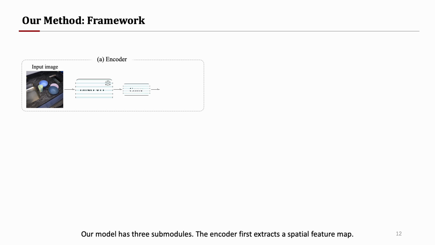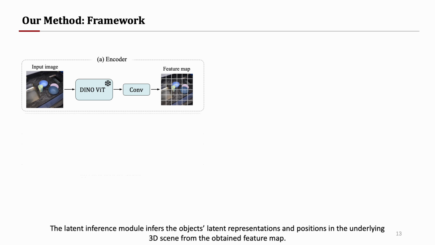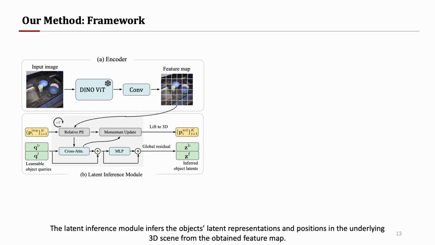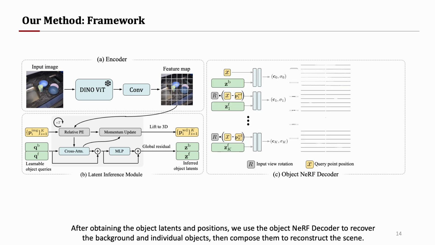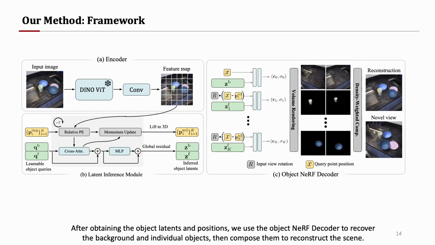Our model has three submodules. The encoder first extracts a spatial feature map. The latent extraction module infers the object's latent representations and positions in the underlying 3D scene from the obtained feature map. After obtaining the object latents and positions, we use the object nerf decoder to recover the background and individual objects, then compose them to reconstruct the scene.